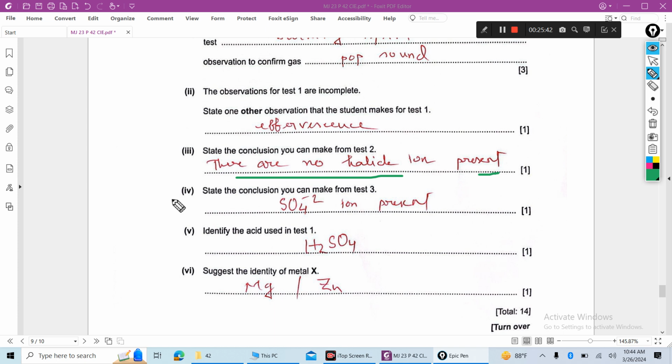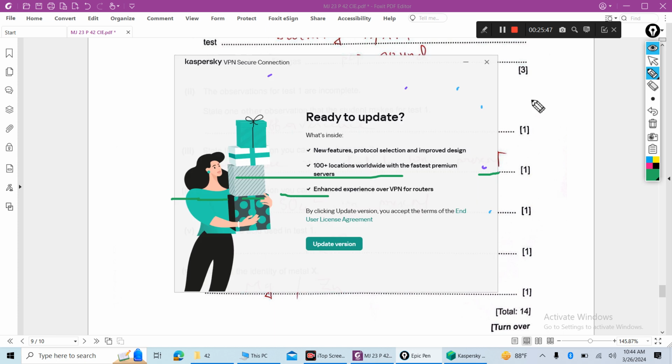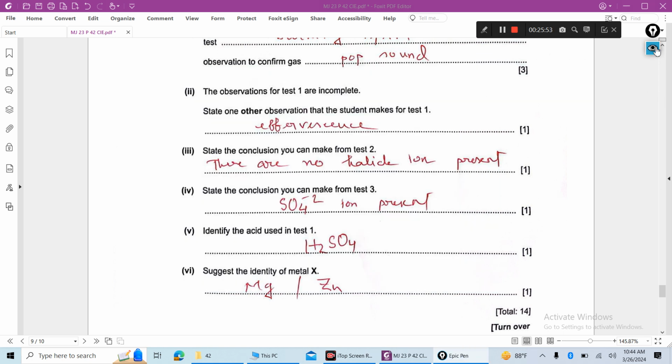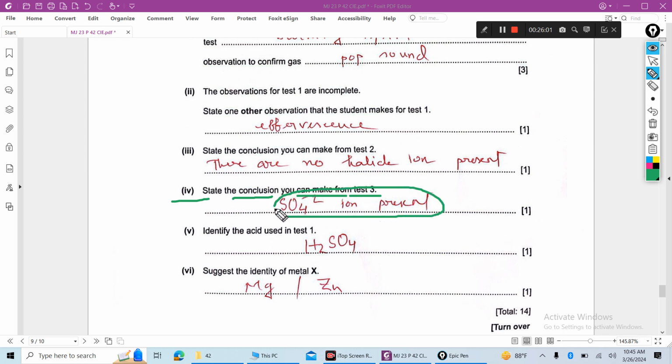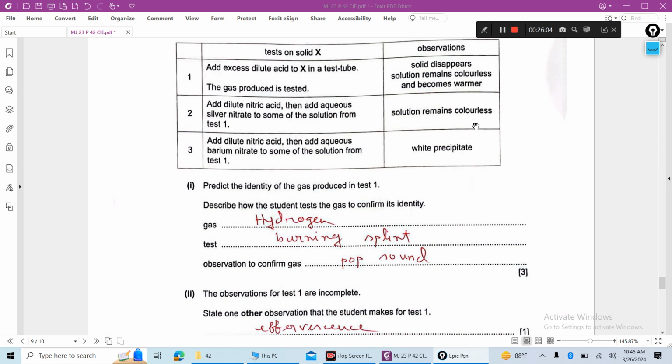Then 4, state the conclusion you can make from test 3. Sulfate ion present. And you see in test 3, add dilute nitric acid, then add aqueous barium nitrate. And you know, barium nitrate or barium chloride reagent is used to test sulfate ion. So as a white precipitate is formed, sulfate ion is present.